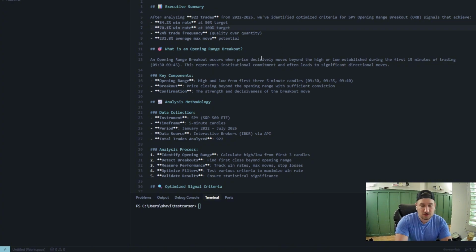First and foremost, just for those who don't know what that is, an opening range breakout occurs when price decisively moves beyond the high or low established during the first 15 minutes of trading, 9:30 to 9:45 Eastern Time. This represents institutional commitment and often leads to significant directional moves. So we're talking here about the 15-minute range.